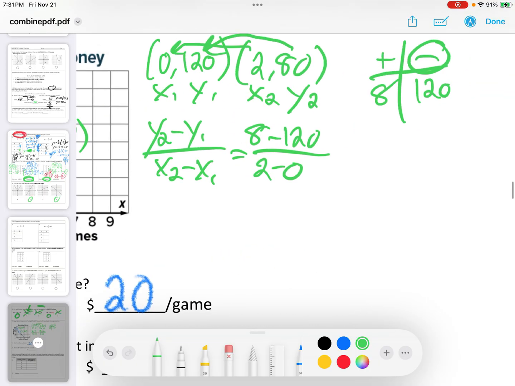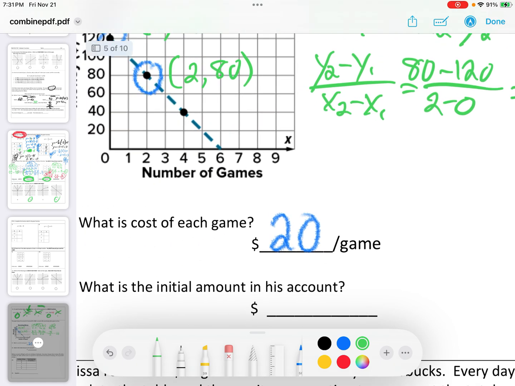80. Good job, Mr. Pass. 80. How did I not write an 80 there? My mistake. Sorry. Okay, so bad guys win by 40. And divided by 2, negative 20. So the slope is negative 20.